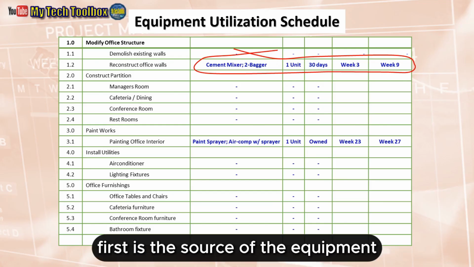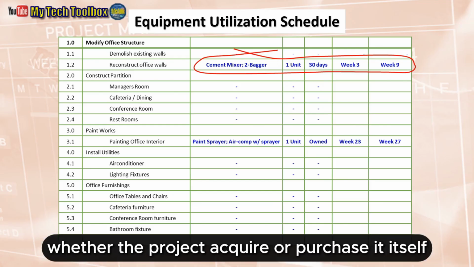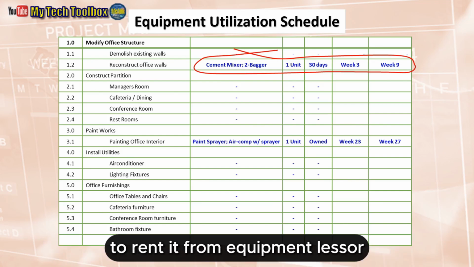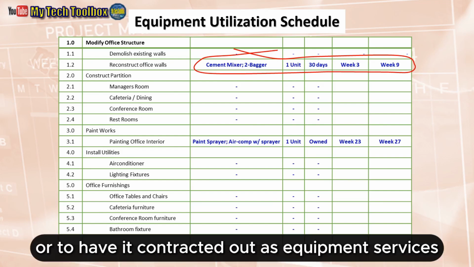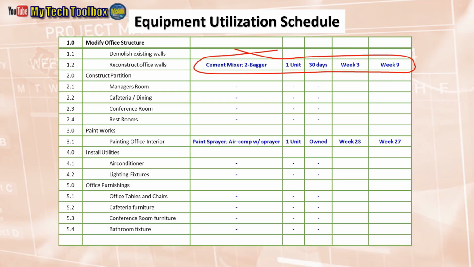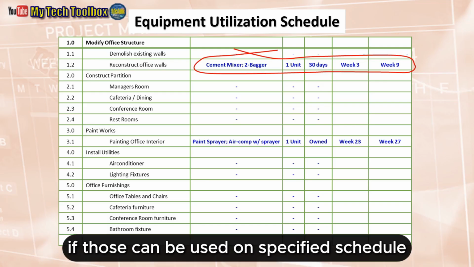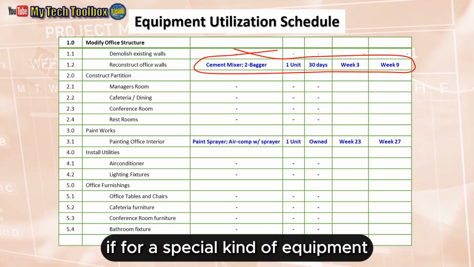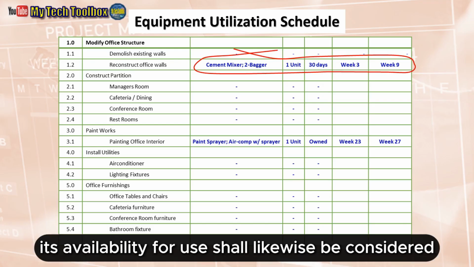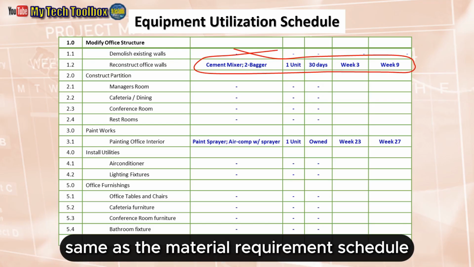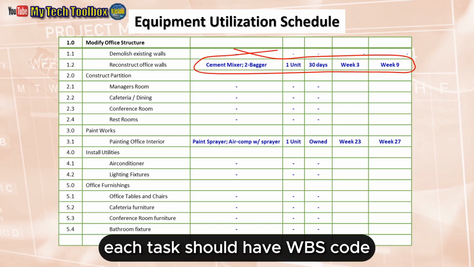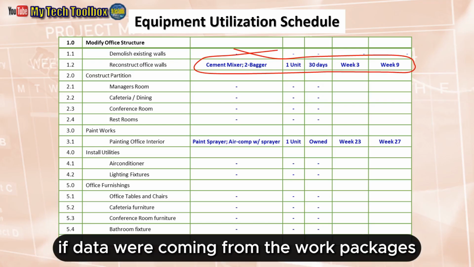First is the source of the equipment, whether the project acquires or purchases it itself, rents it from an equipment lessor, or has it contracted out as equipment services. Second is the availability of the equipment, if it can be used on the specified schedule. If it is a special kind of equipment, its availability for use shall likewise be considered. Same as the material requirement schedule, each task should have a WBS code if data were coming from the work packages.